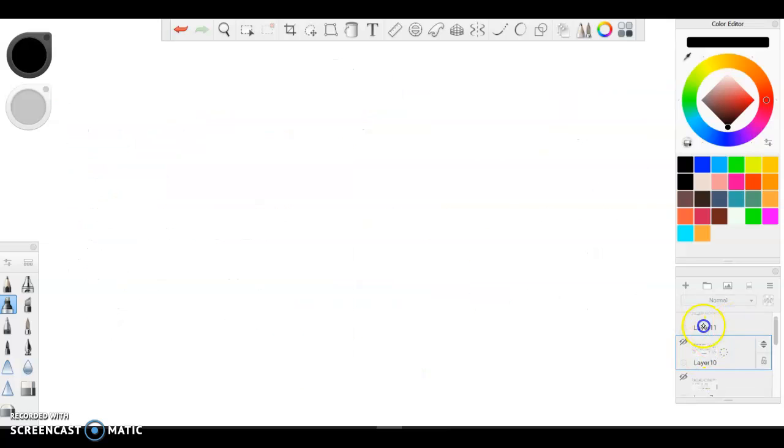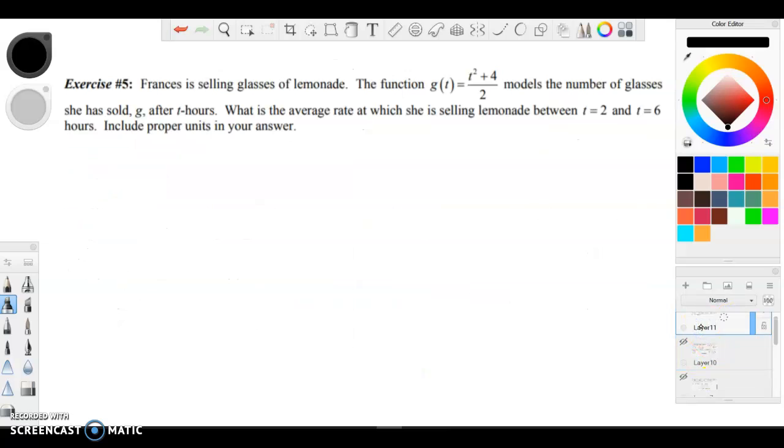Let's go ahead and do one more before we call it for the day. Francis is selling glasses of lemonade, and the function g of t is equal to t squared plus 4 divided by 2, which models the number of glasses she's sold after t hours. What's the average rate at which she is selling lemonade between t equals 2 and t equals 6? So we can think of these as our x values, 2 and 6. I can already tell when I go to do change in y over change in x that I'm going from 2 to 6. So I'm doing 6 minus 2, which gives me 4 on the bottom.